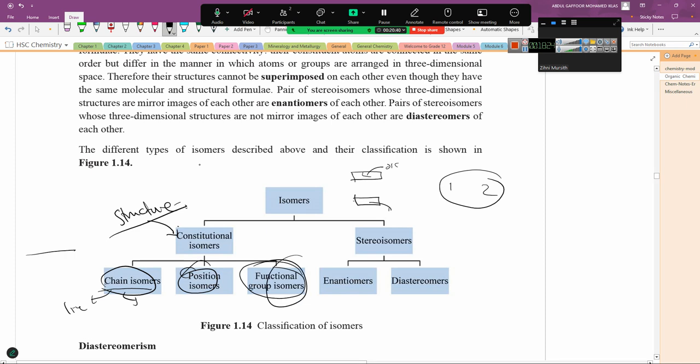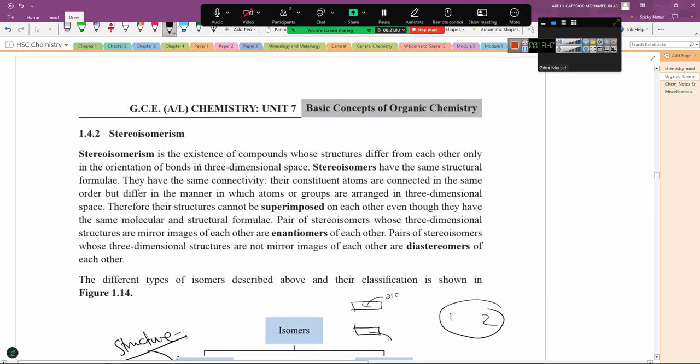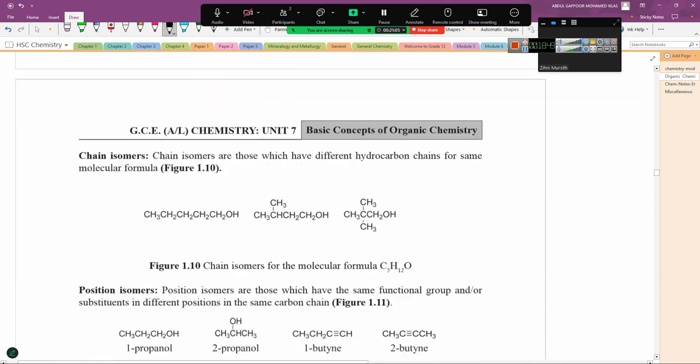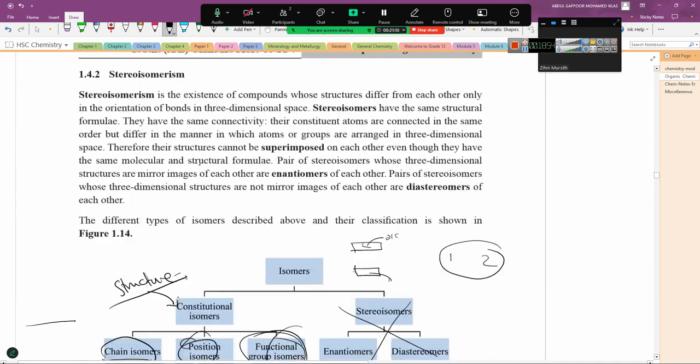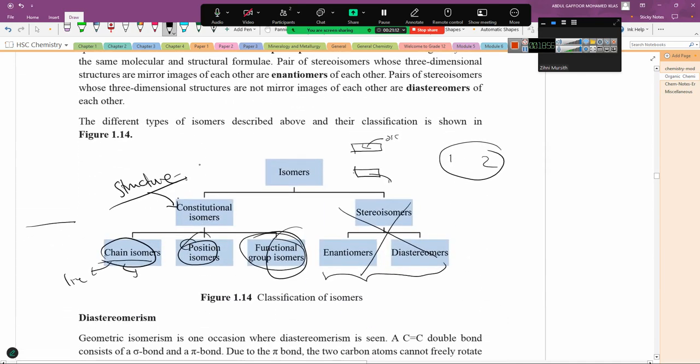We will discuss some examples for each type. Stereoisomers are enantiomers and diastereomers. You will study these two even in the A-level syllabus in Sri Lanka, though we don't have much detail about stereoisomers, so we will study whatever we have. This is the chart of what we are going to study in today's class.